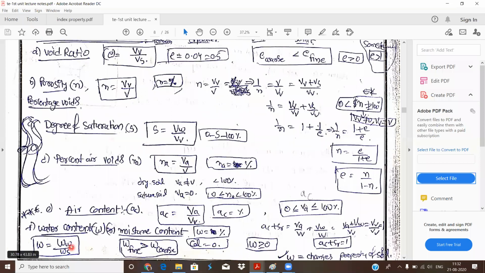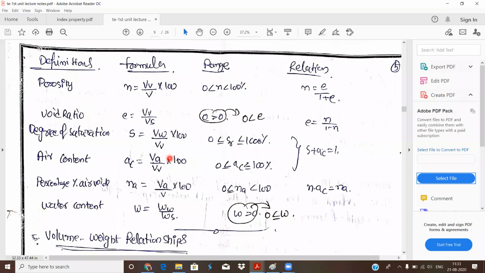So weight of water by weight of solids. Okay, void ratio: volume of voids by volume of solids. Porosity: volume of voids by total volume. Degree of saturation: related to water. Okay, next one. So these are the relations and the formulas. What is the relation between these fundamental relations?